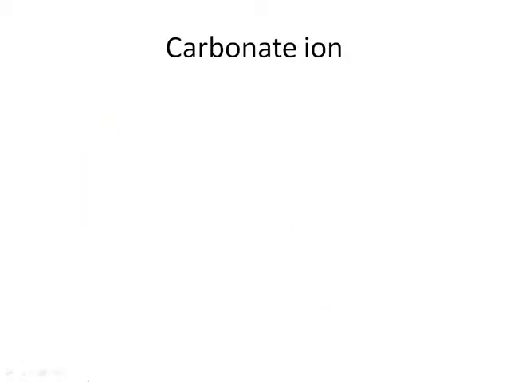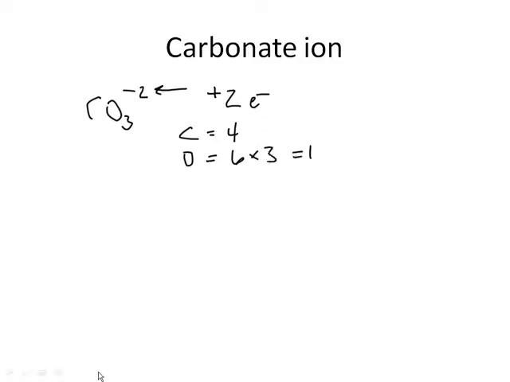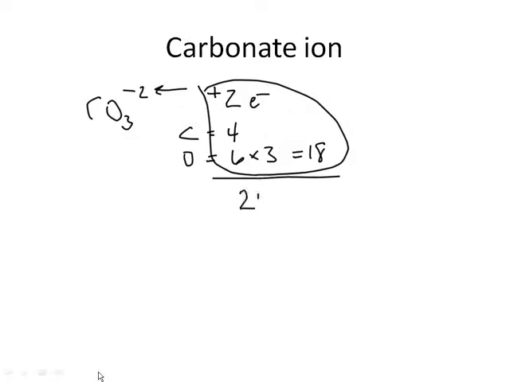Carbonate. This is where things get interesting because the carbonate is actually an ion, right? It's CO3 with a -2 charge. And this -2 means we have to add 2 electrons to our total for my valence electrons. So carbon has 4 valence electrons. Each oxygen has 6, and there are 3 of them for 18. I'm going to add all of these together, and that gives me a grand total of 24 electrons.